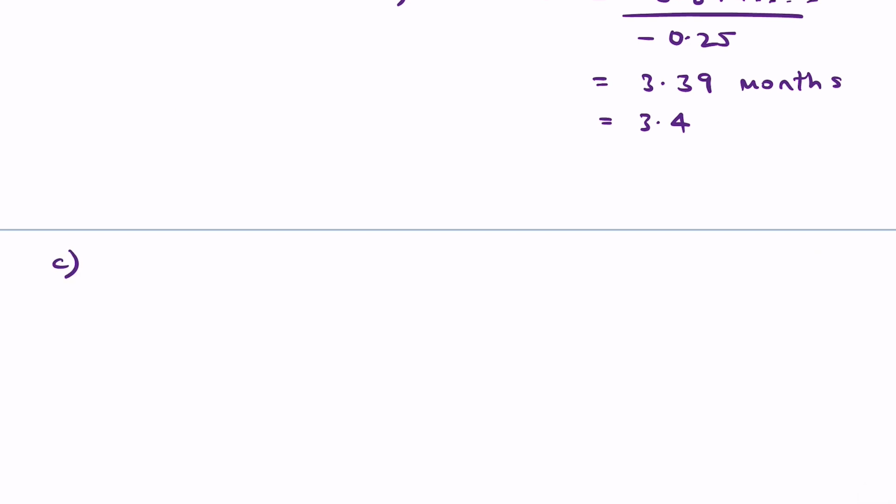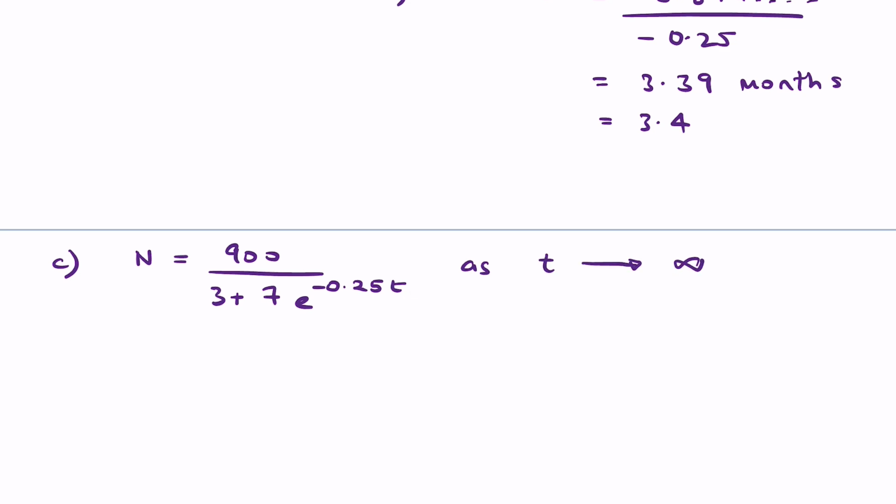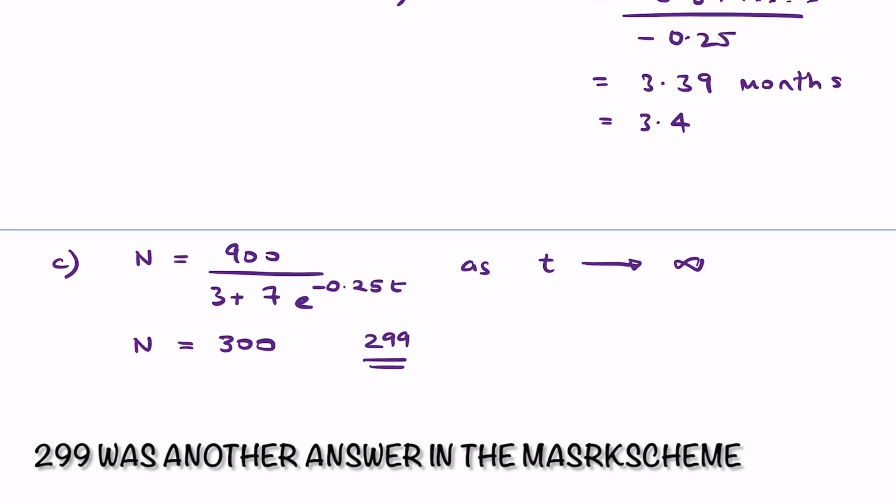So we know that N is equal to 900 over 3 plus 7e to the power of minus 0.25t, and as t tends to infinity, you can put any large value of t, and you'd end up getting N as 300. So that's basically the answer there. Quite simple. So this is it for now.